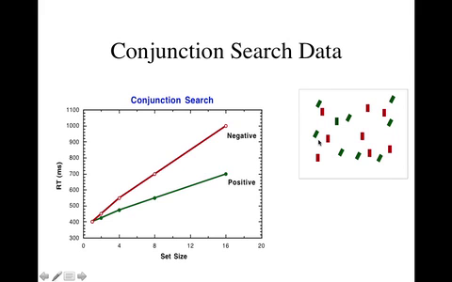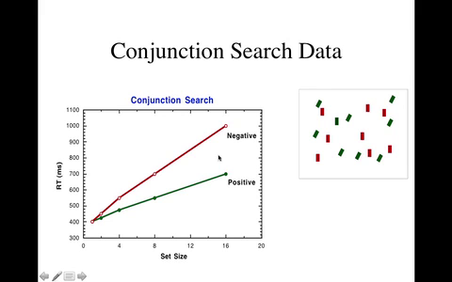The explanation that's been proposed is that in order to solve this task, you have to serially move your attention from each item and test whether it has this conjunction of features. This is called serial search rather than pop-out search. And so as you add more items, each one more item means that's one more thing you have to check.